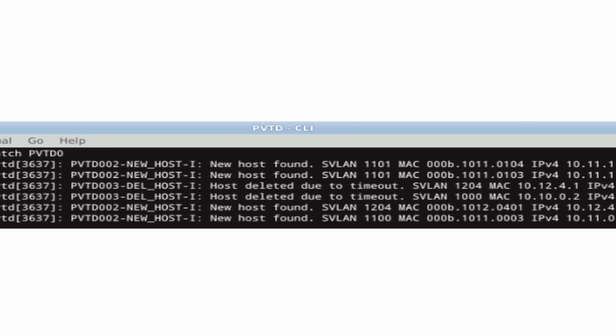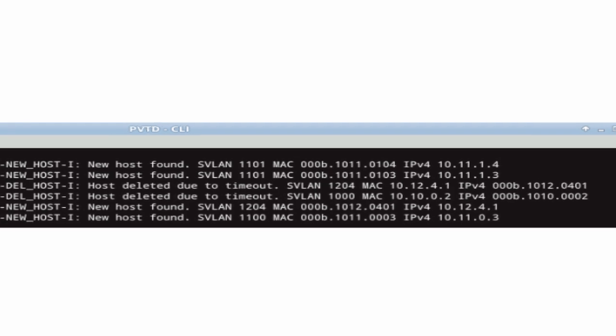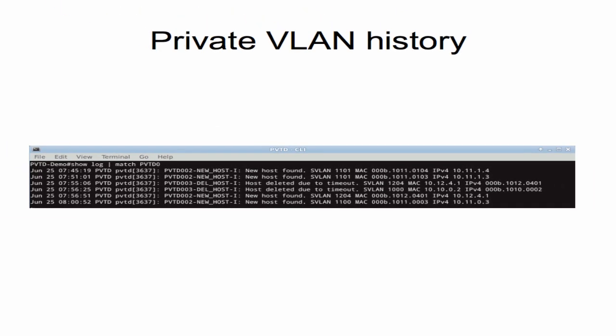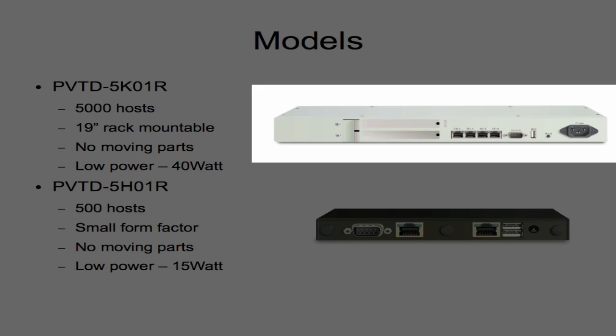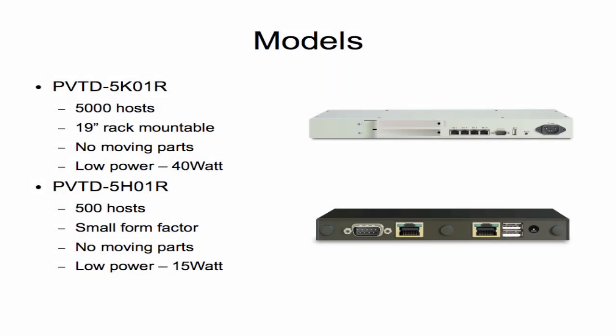IT administrators can easily search the log to find historical events and even identify configuration errors, such as hosts configured on a non-existing VLAN or a host configured with its IP address in the wrong segment. Marathon Networks makes two models of PVTD, one for 5,000 hosts and a small one for 500 hosts. Just connect, configure, and relax.